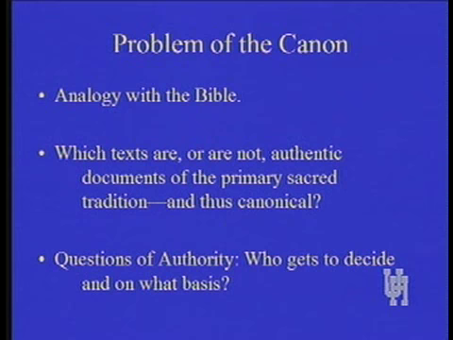In other words, which texts are or are not authentic documents of the primary sacred tradition, and thus, by definition, canonical. And you may have heard this term elsewhere: the canonical books of the Bible and the non-canonical books of the Bible and that sort of thing. For example, Protestant editions of the Bible will typically have one whole section, which are the canonical texts, and then they will have another section, which is entitled Apocrypha or non-canonical texts. Those, by the way, tend to be included in Catholic editions of the Bible, Roman Catholic editions of the Bible, as canonical texts.